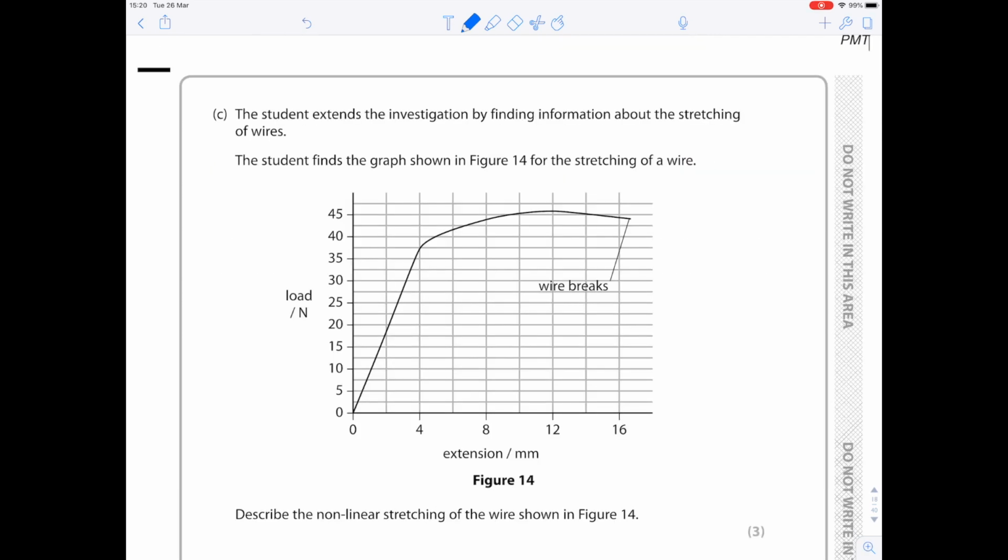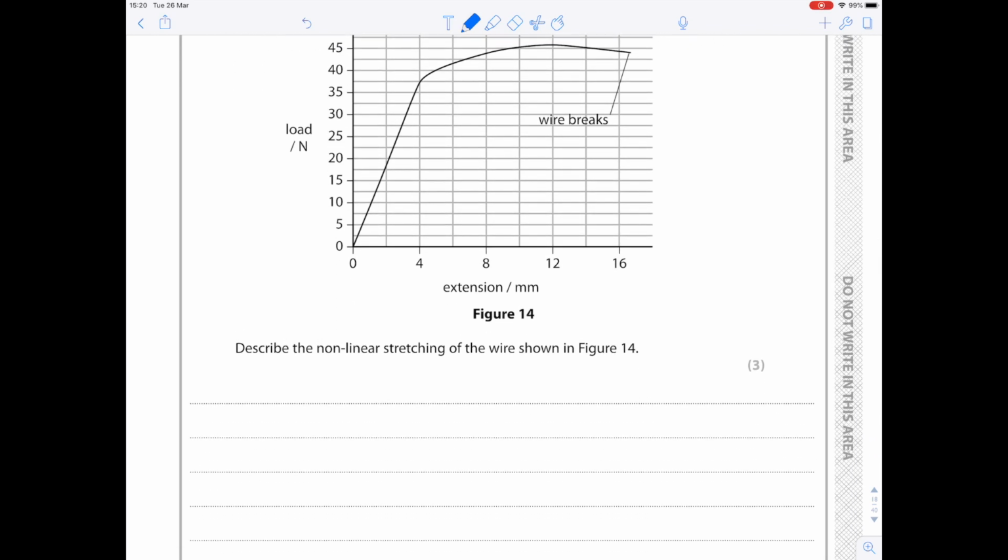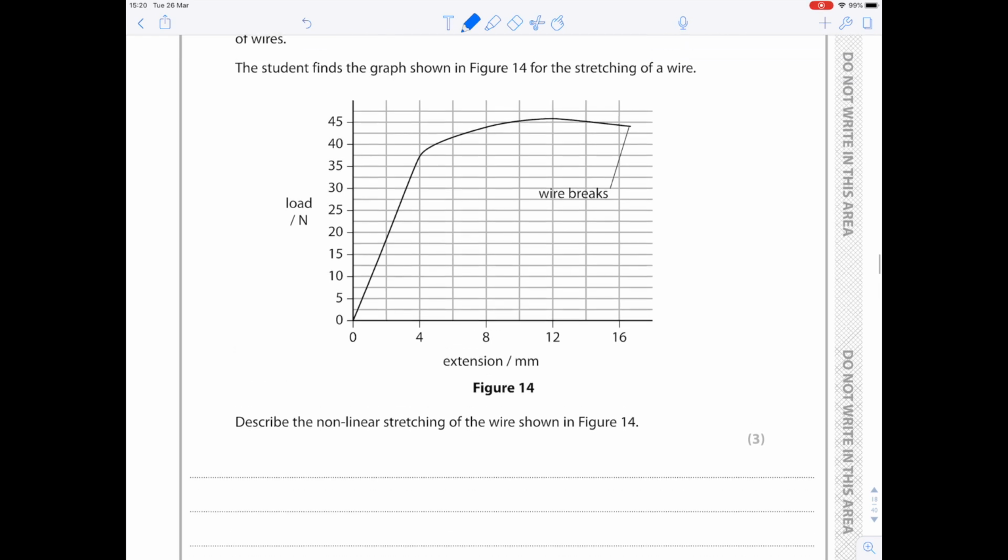C. The student extends the investigation by finding information about the stretching of wires. The student finds the graph shown in figure 14 for the stretching of a wire. Describe the non-linear stretching of the wire shown in figure 14. So when you're describing, you need to say what you see. So let's have a look closely at this graph, and you can see that above 37.5 newtons, there are large increases of extension for smaller increases in load.